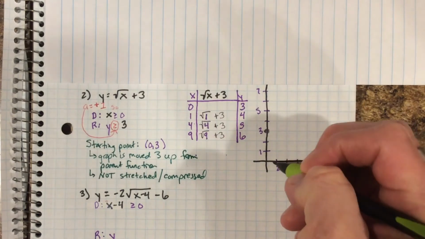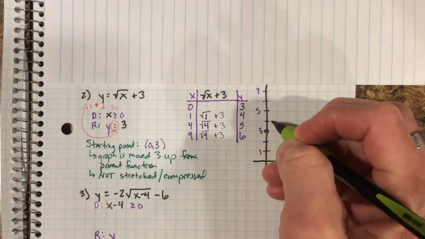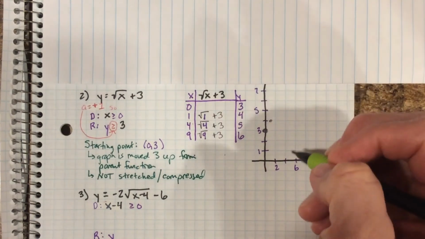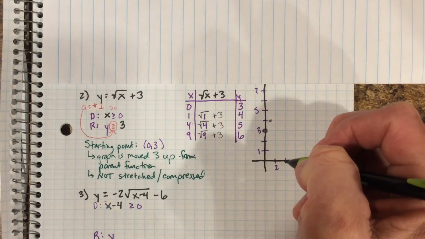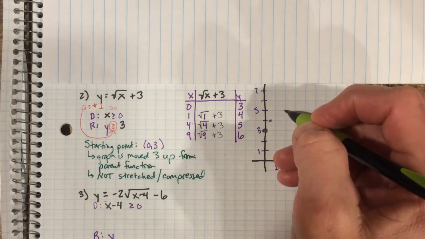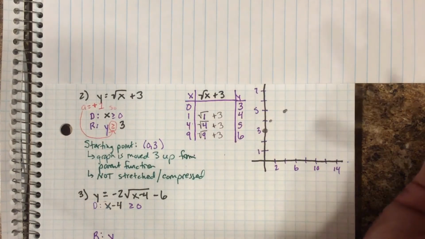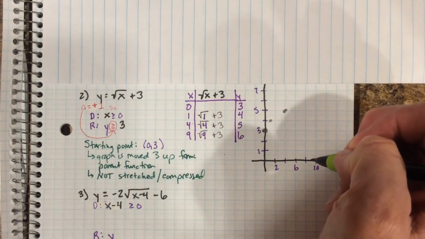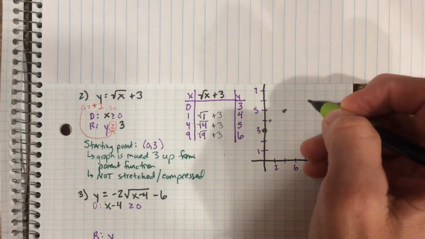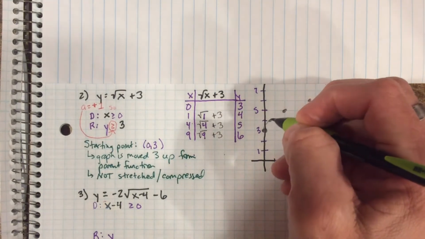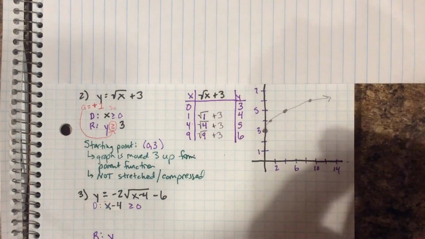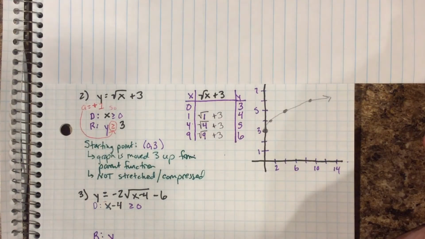Our second point is 1, 4. So I go to 1, I go up to 4. Our next point is at 4, 5. Remember, I counted by 2s on the x-axis. And our last point that we have here is 9, 6. Now this graph does a nice job of showing the curve. Okay? And there's my graph.